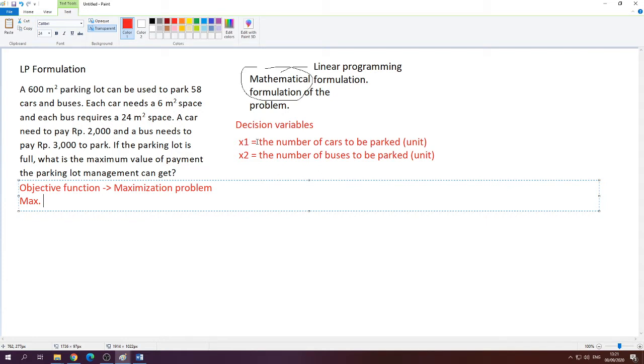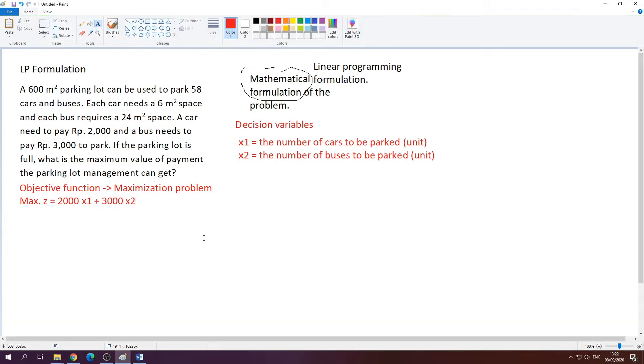So when the value of x1 is 2, then we're going to get 2,000 times 2, which is 4,000. When the value of x2 equals 3, then we're going to get 3,000 times 3 from the buses. So that's going to be 9,000. So it is very easy. Our objective function will be z, where z labels the value of the objective function. So z equals 2,000 x1 plus 3,000 x2. That's the objective function of the problem.